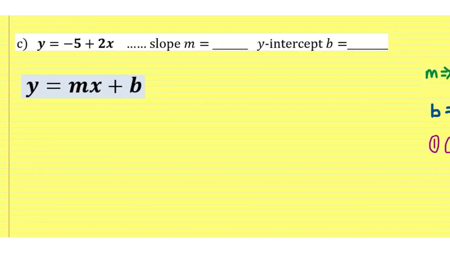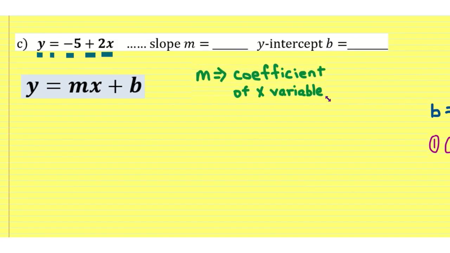Okay, the next equation they have given us is y is equal to negative 5 plus 2x. It looks very similar to y equals mx plus b. It's not in exactly the exact order. So again, we just need to make sure that we think about the fact that the m is the coefficient of the x variable. So if there's the x, where's the coefficient? Well, the coefficient is 2. So m is going to be that 2. That is in the coefficient to the variable position. Slope is equal to 2.